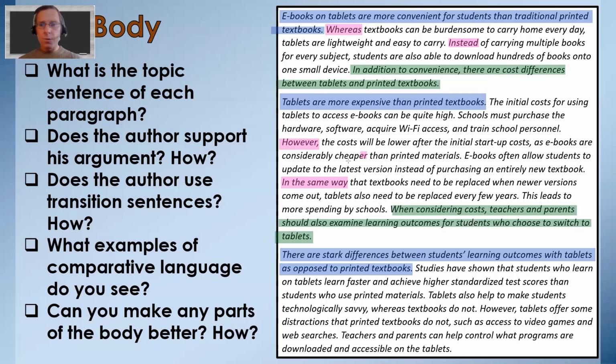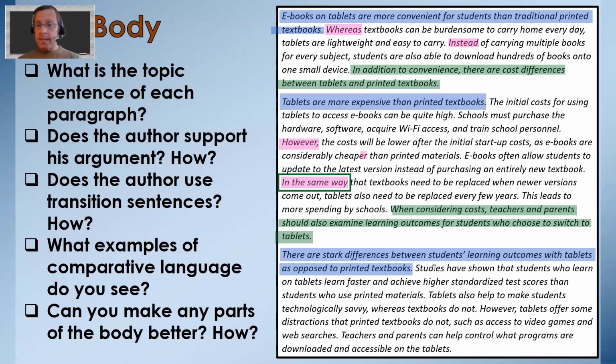So here the author has used words like "cheaper," which is a comparative adjective, used words like "however" to signal a difference, and he also used comparative language. He said "in the same way." Okay, he's talking about a similarity there. So I think the author does highlight a significant difference, that tablets are more expensive, but the author doesn't really draw a very stark contrast in that paragraph. In the next paragraph, the author does really draw a stark contrast between these two topics.